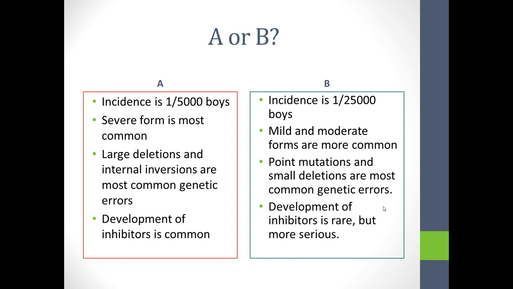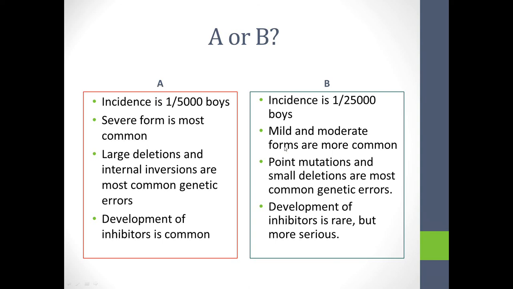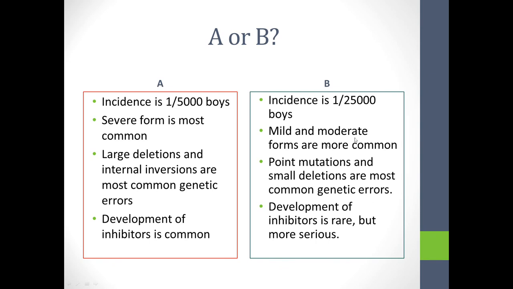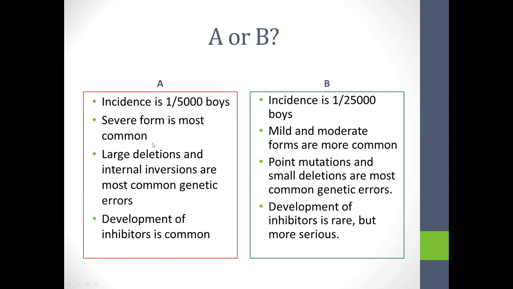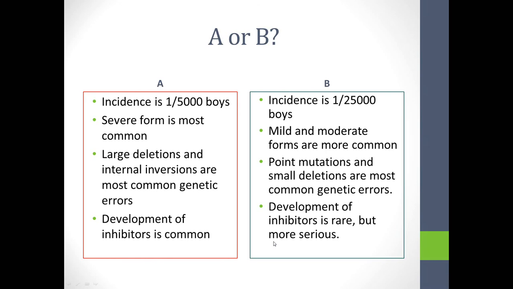In B, the incidence is much less common, and mild and moderate forms are more common. Whereas in A, about 80 to 85% of patients are severe, in B, only about 45% are severe. Point mutations and small deletions are the most common genetic errors. Development of inhibitors is rare, but this tends to be more serious as they are difficult to treat.